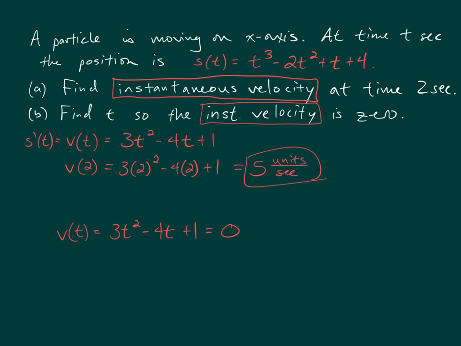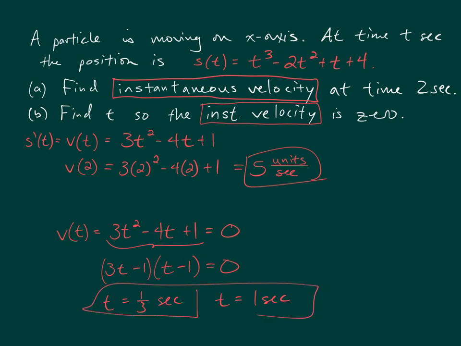You can factor this quadratic expression here. It becomes 3t minus 1 times t minus 1 equals 0. And we have the following times here. The time will be 1/3 seconds, and the time could also be 1 second. And so these are the answers here.